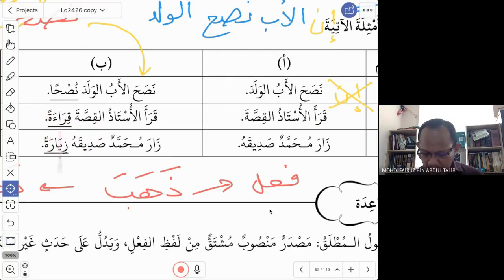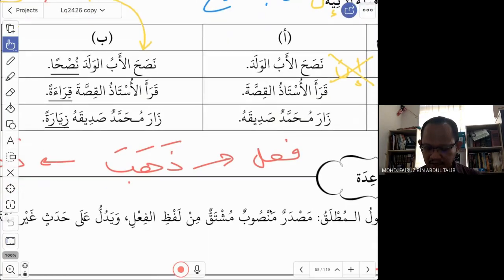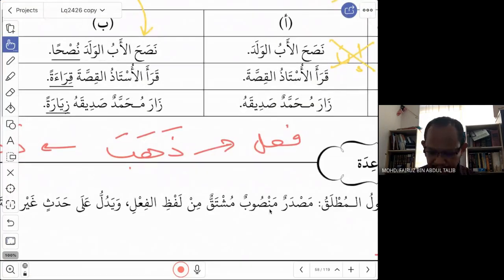Again, do not forget that maf'ul mutlaq is always in the state of mansub. When it is mansub, we end it with a fathah. So we say qira'atan and not qira'atun or qira'atin. Okay, so this is the second sentence: Qara'a al-ustazul qissa qira'atan. Here you emphasize the action of qara'a. Any question for the second al-jumlah?